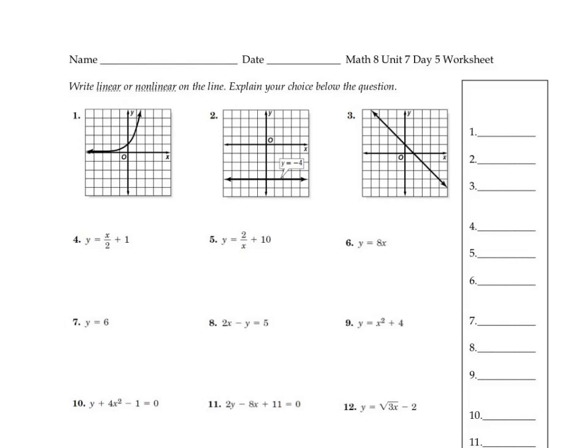Hey guys, so today we're going to look at the Unit 7, Day 5 worksheet. We're going to look at a few of these because they're pretty quick. So looking at number 1, it says write linear and nonlinear on the line and explain your choice below the question.